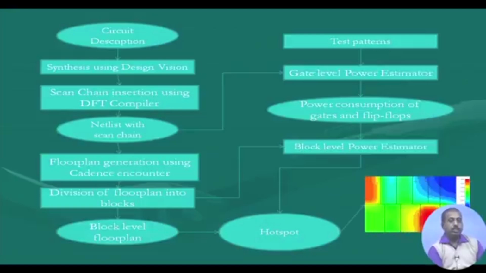So, this is typically the flow that has to be followed if we are trying to get the temperature profile for a circuit and a given test pattern set. You see that the process is quite complex compared to, say, power optimization and low power testing. The steps are much more complex.